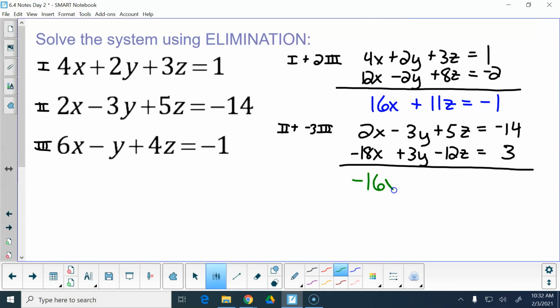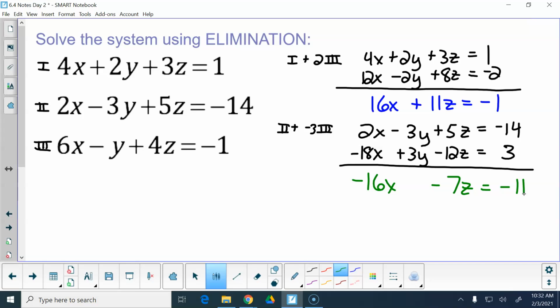Negative 16x gone. Negative 7z. Negative 11. Negative 3, 5, negative 14, negative 18, positive 3, negative 12, positive 3, negative 16, gone, negative 7, negative 11.